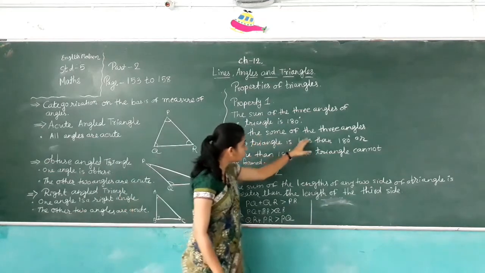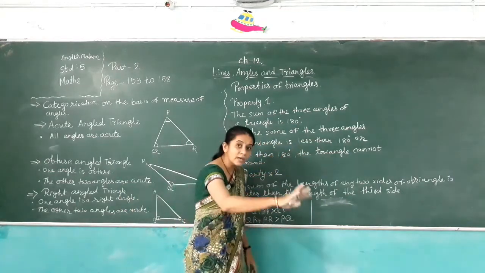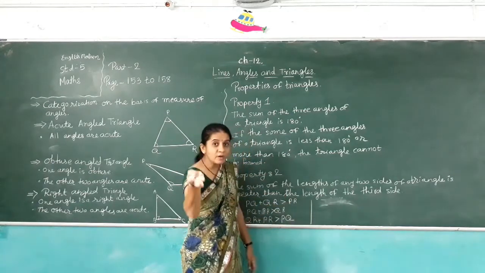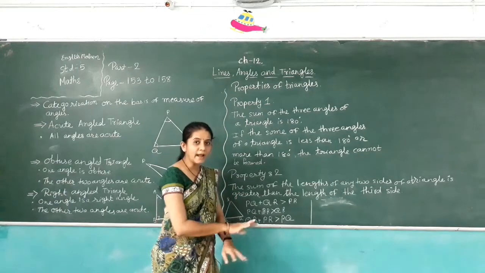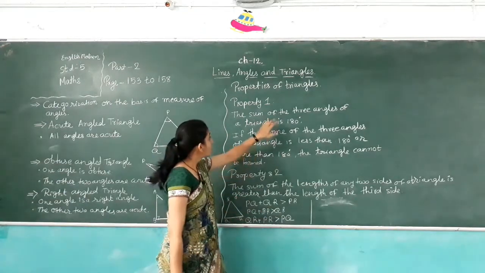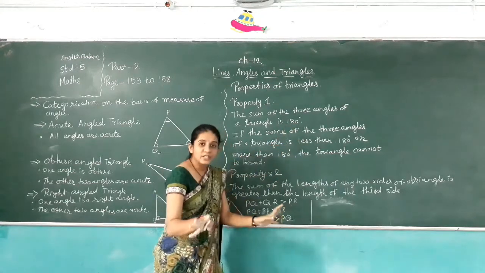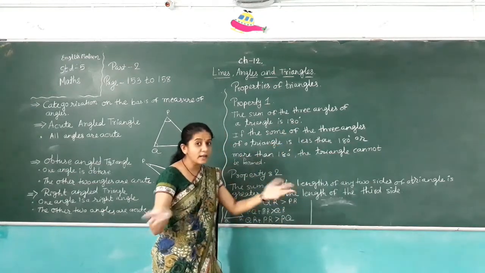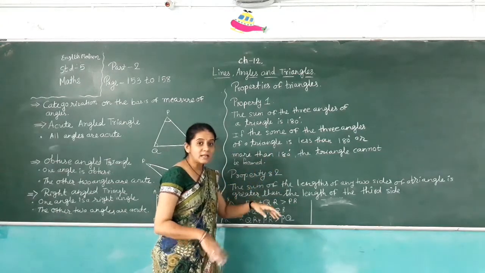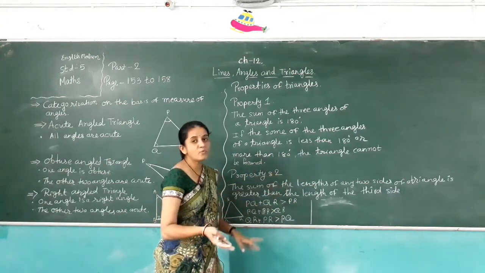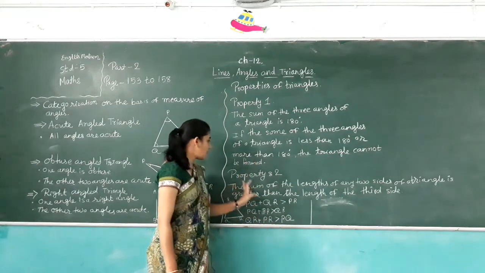If the sum of the three angles of a triangle is less than 180 or more than 180, the triangle cannot be formed. I want 180 degrees, no more and no less. If you get more or less than 180 degrees, a triangle cannot be formed.